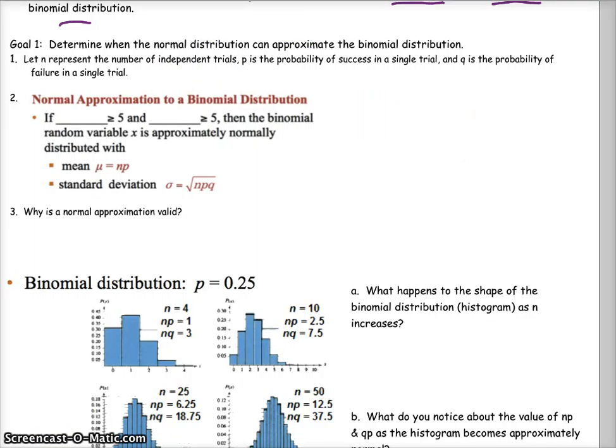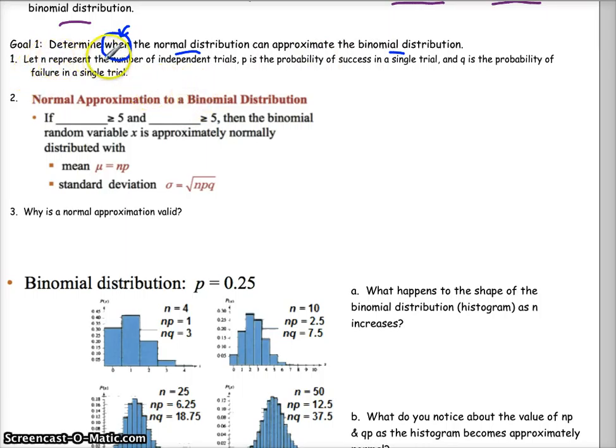All right, hopefully you've read that first page. So our goal here, goal number 1, is to determine when the normal distribution can approximate the binomial distribution. And because it says when, we know that we cannot always use the normal distribution to approximate the binomial. So let's look at this.